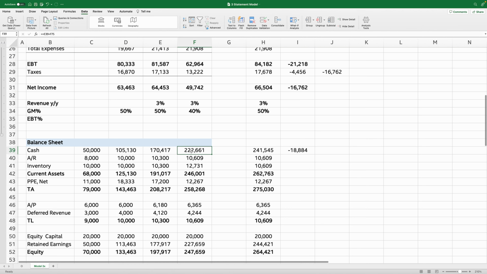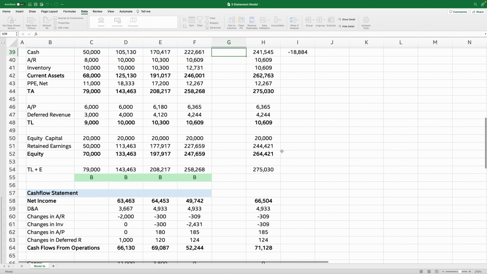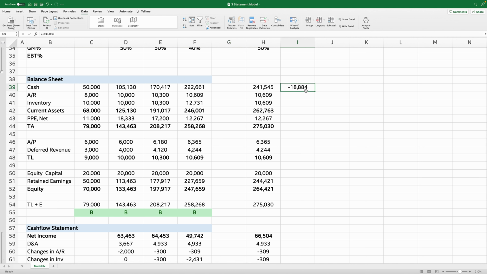18,884. Remember, this cash comes from the cash flow statement. So in order for us to understand this change, we have to go back and take a look. And look what else changed. Equity changed as well. How much did equity change by? 16,762. And how much did retained earnings change by?